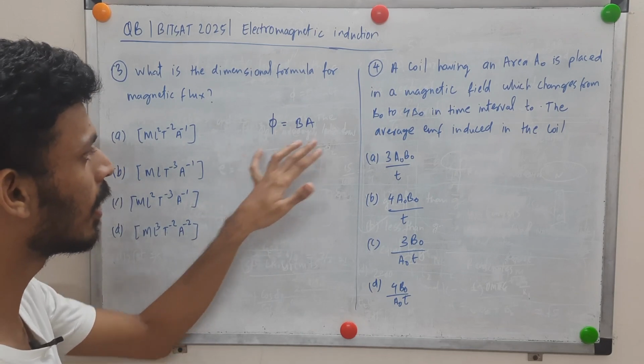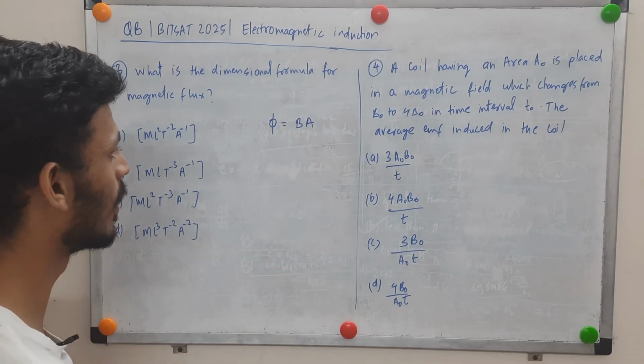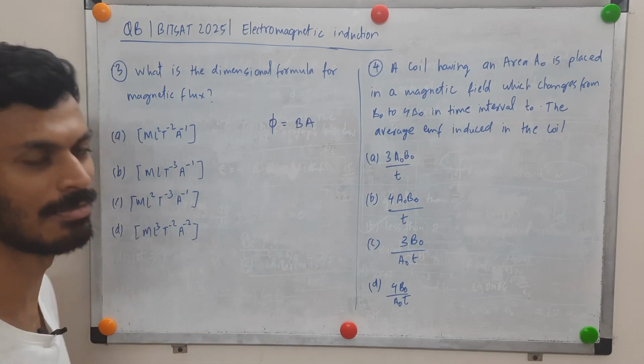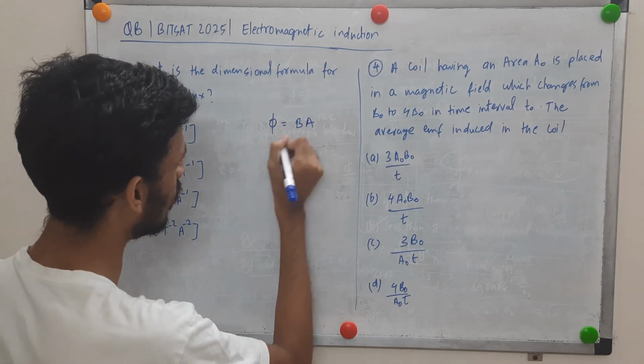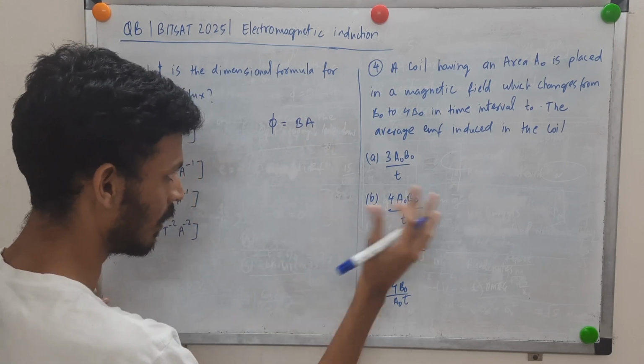So phi is equal to BA, so A has meter square. But what is the magnetic field? How do you get that? You might go in the direction of Biot-Savart and this and that and mess it all up. You can try it. Okay, I'll reveal it, the way to find the dimensions of the magnetic field.